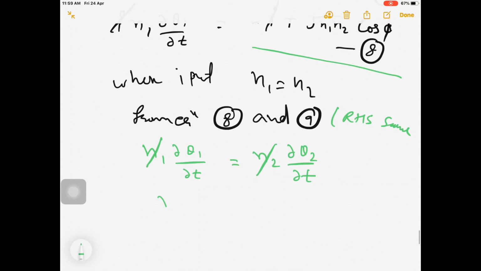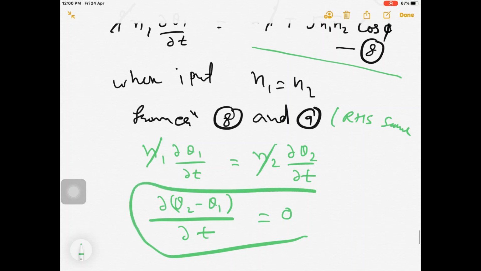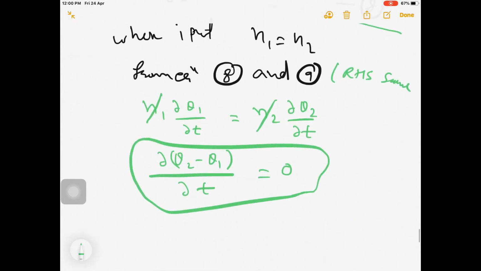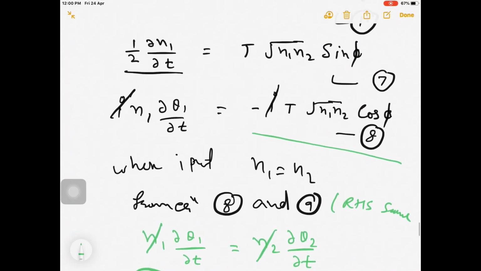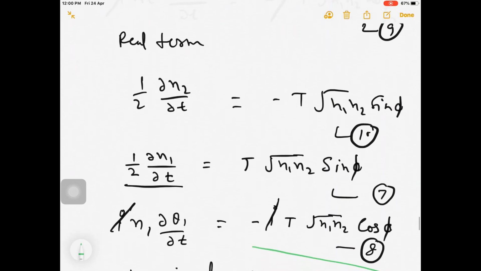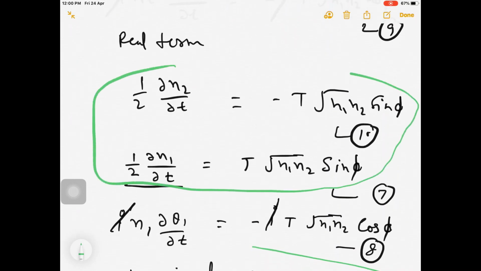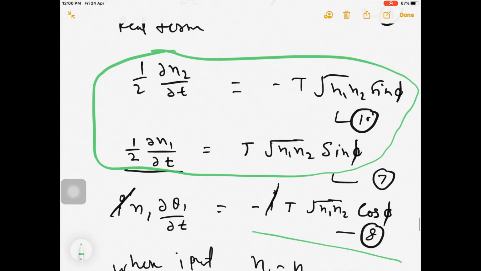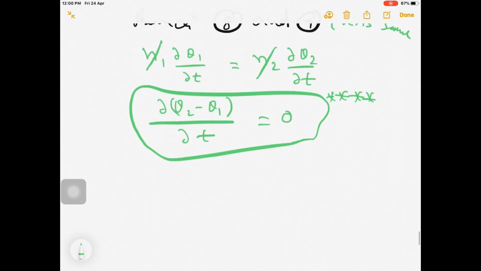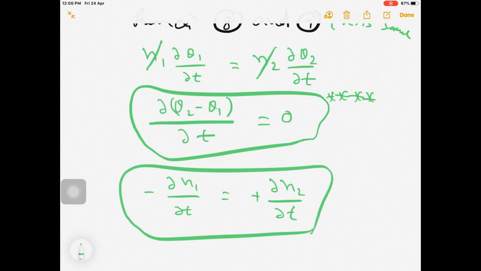n2 and n1 are equal, so I can write del (theta 2 minus theta 1) by del t equals to 0. And this is an important result for DC Josephson effect. Similarly, we can obtain another important result from equation 7 and 10, because when we put n1 and n2 equal to each other, then we will get a result that minus del n1 divided by del t is equals to minus del n2 divided by del t. This is another important result.